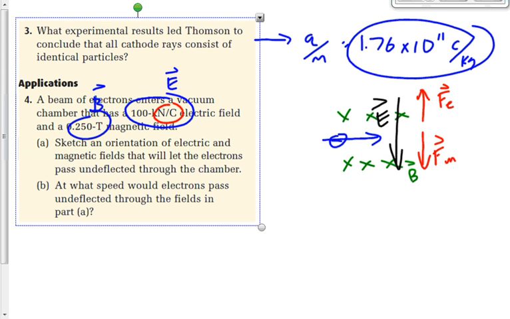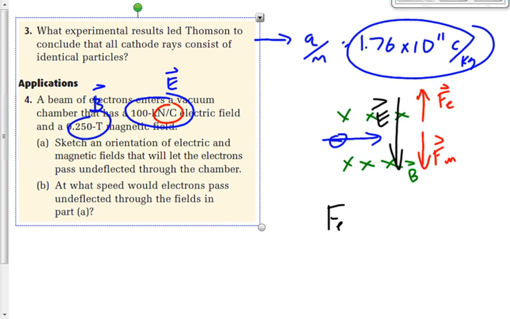If the magnetic field is pointing out of the page, what would have to happen to the electric field? It would have to point which way? Right. It would have to point upwards. So basically, the magnetic force would be upwards. We'd need the electric force to be downwards in that case. Okay. What speed would they need to pass undeflected through that part?